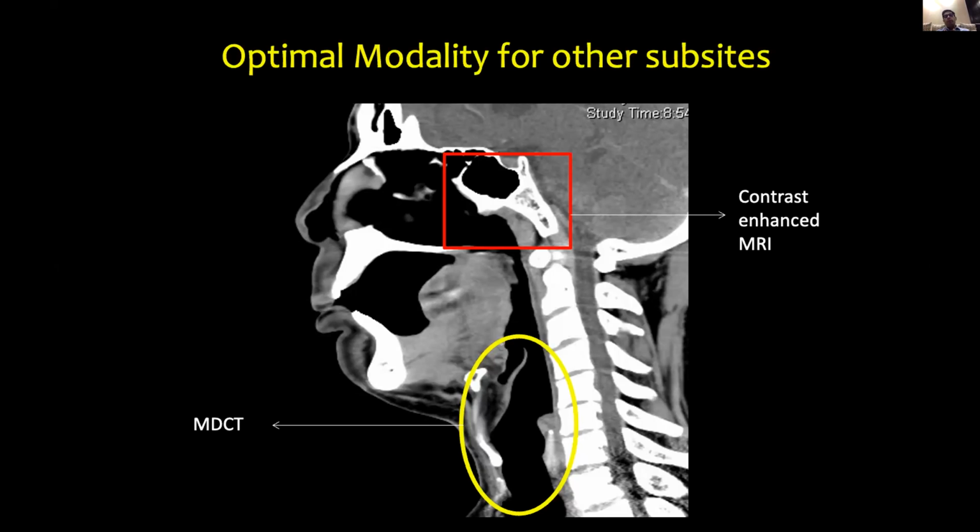So remember that for the base skull, use contrast enhanced MRI, supplemented with HRCT cuts of the temporal bone and the neural foramina for assessment of any erosions. For larynx and hypopharynx, MDCT remains the modality of choice. However, you supplement MRI in cases where the cartilages are not ossified. That means the cartilages are seen as a white line of the cartilage.